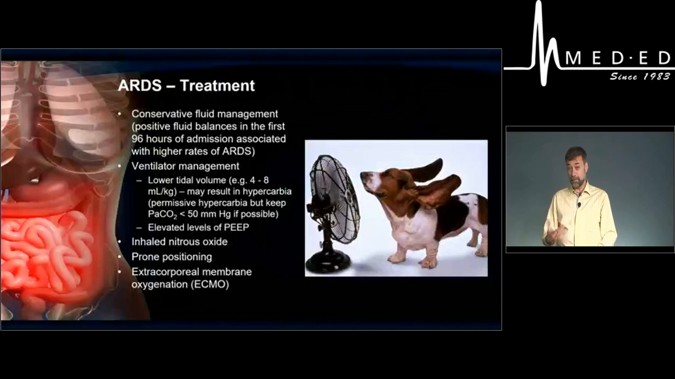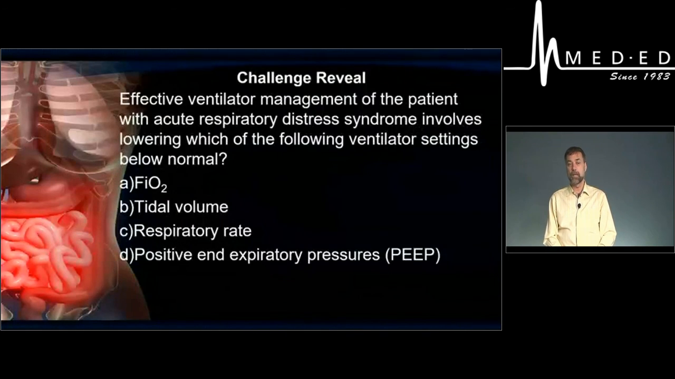Now, the way that we try to get oxygen levels up with ARDS is to elevate the PEEP, and we'll use as high of a PEEP as we can get without affecting the patient's blood pressure. We may use PEEPs in the 15 to 20 range in really severe ARDS. Other things besides appropriate ventilator management include inhaled nitric oxide, prone positioning, and ECMO. And we'll talk about those here in a moment. But let's answer the question that we started with.